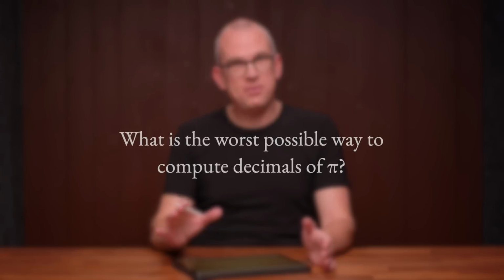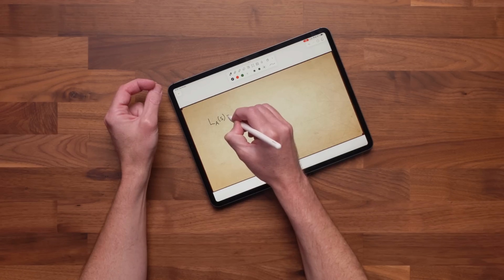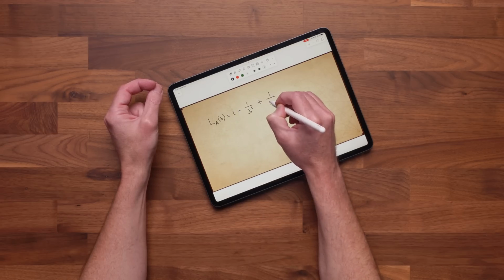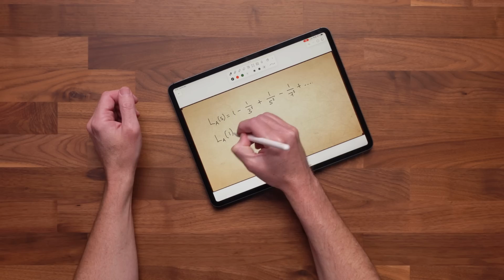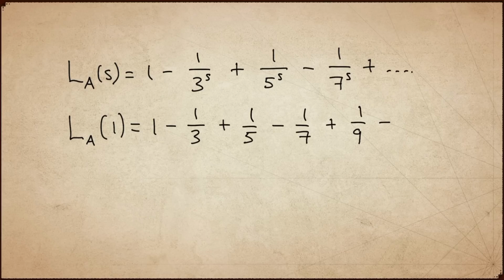What's the worst possible way to compute decimals of pi? Previously, in the RH Saga, we have seen the Dirichlet L function L_A of s many times. This L function is 1 minus 1 over 3 to the s plus 1 over 5 to the s minus 1 over 7 to the s, and so on, in a repeating pattern. Setting s equal to 1 gives 1 minus 1 over 3 plus 1 over 5 minus 1 over 7 plus 1 over 9, and so on.